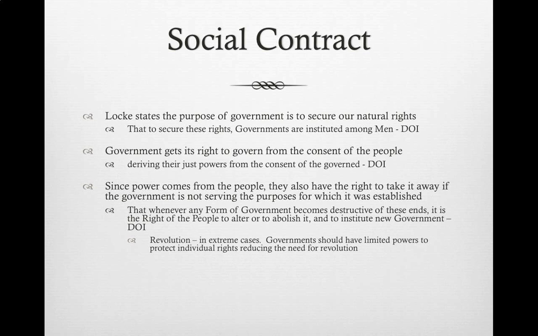And obviously this is an extreme case where you have a king who was also called a despot. We would call him a tyrant. You could call him a dictator, whatever you would like to call him. So in extreme cases, like during the Revolutionary War, they were justifying a revolution. But government should have limited powers to protect individual rights, which reduces the need for revolution. So here in the United States, we have a government that has limited powers, unlike King George III, who had unlimited powers. So we really don't need a revolution.